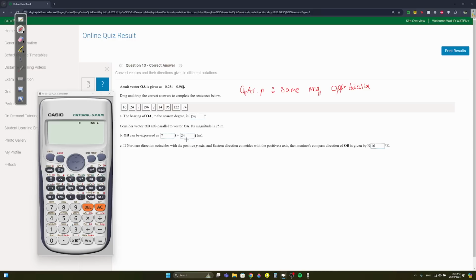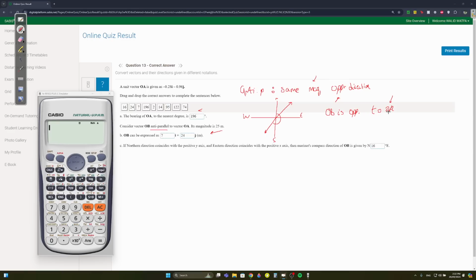So to help you understand part B, when we say anti-parallel, it's the same magnitude but an opposite direction, right? If we draw this, just so you can understand it, we know that the bearing of OA is 196. So this is north, south, east, west. Here's 90, 180, 196 will be somewhere over here. If it's opposite, that means it's going in the opposite direction, so it's going to be like this. In other words, OB is opposite to OA.